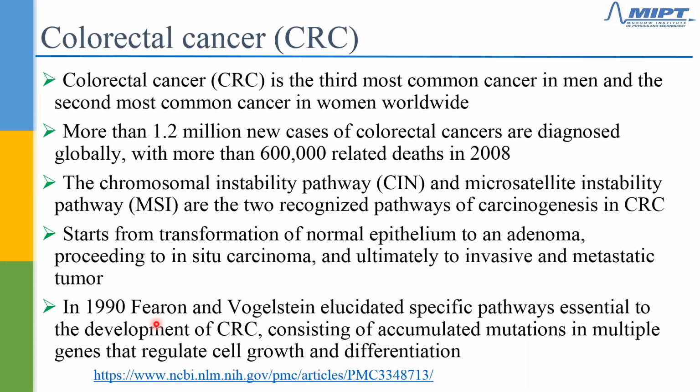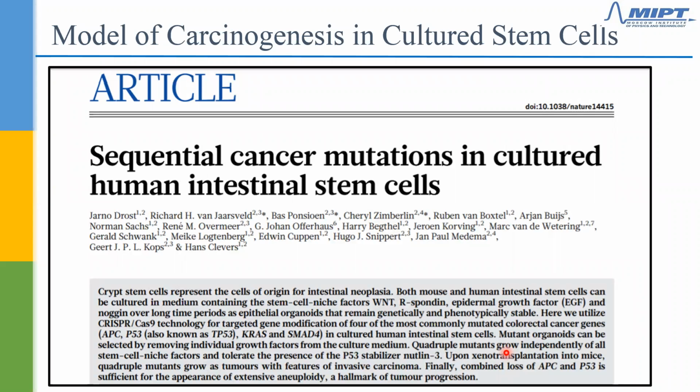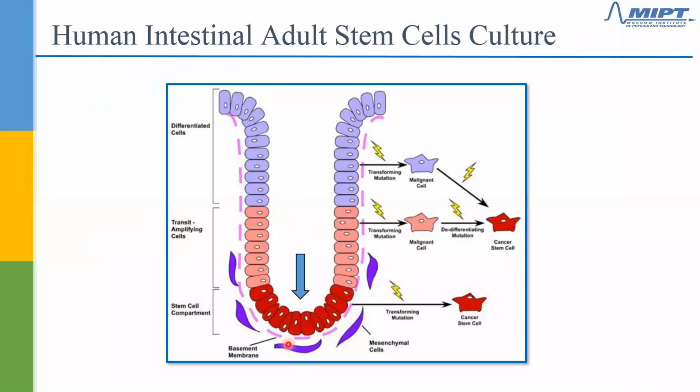And quite a long time ago, Fearon and Vogelstein elucidated a specific pathway essential to development of colorectal cancer and suggested a model consisting of accumulation of mutations in multiple genes, and all those genes regulate cell growth and differentiation. And in a relatively recent paper, sequential cancer mutation in cultured human intestinal cell line, two groups, Geert Kops and Hans Clevers, had used CRISPR to engineer a set of genes, which we're going to talk about in a sec, in order to try to model colorectal cancer using genome engineering.